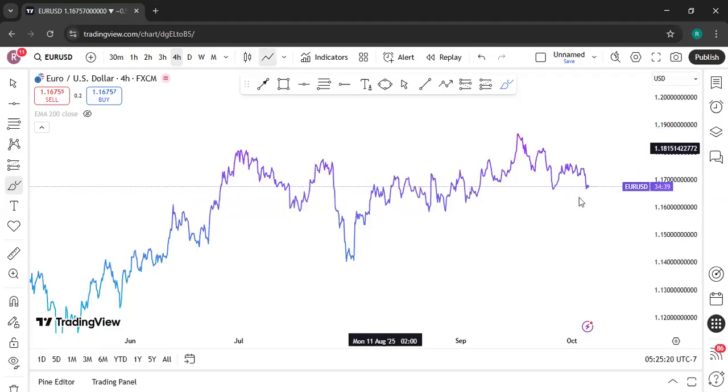So this is the line chart, and with the line chart, similar to what I explained earlier, you're looking out for key reversal points.